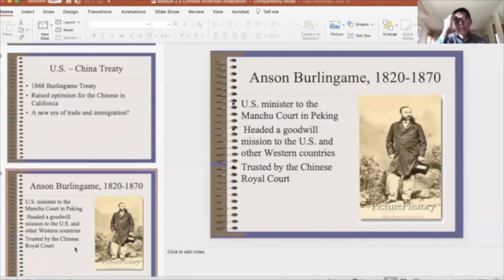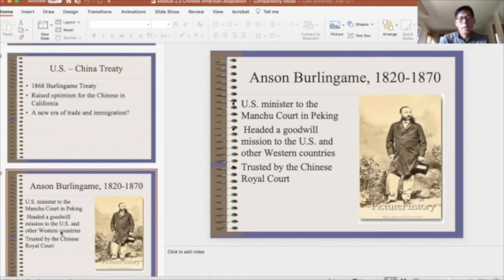The treaty is named after a person by the name of Anson Burlingame, who was sort of like an ambassador to the Manchu court in Peking. Peking is Beijing. Peking is a Cantonese pronunciation of Beijing, right, which is the capital city of China. So he headed this goodwill mission to China in order to accomplish several things.